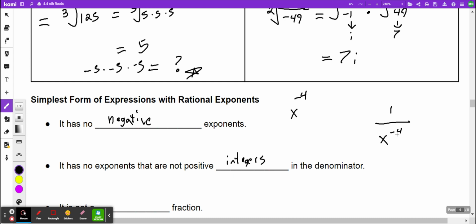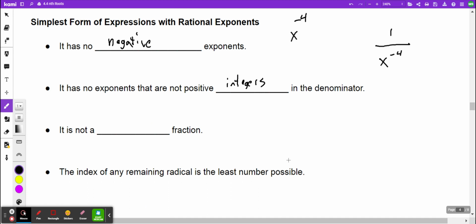So that's bad. We also want it to not be a fraction in the denominator. We want an integer, a whole number. So it's not a complex fraction. We want simple fractions. A complex fraction would be like 1/2 over 1/3, or maybe even 2/3. And we don't like this. It's like, hey, no complex fractions, not a fraction within a fraction. And the index of any remaining radical is the least number possible.